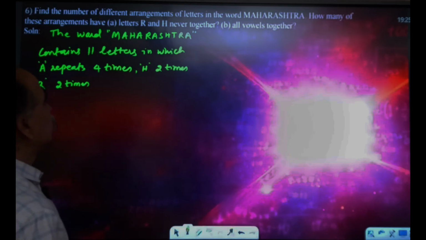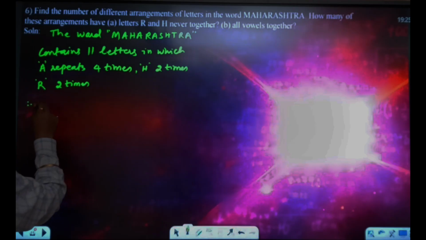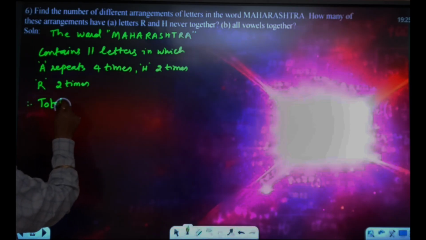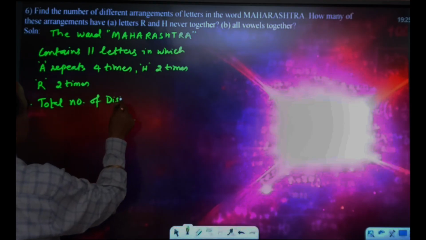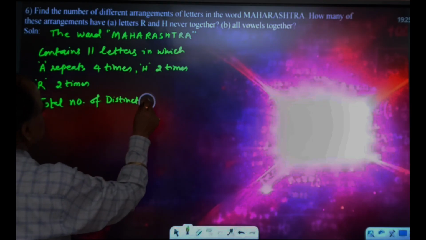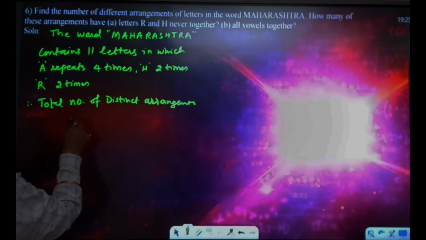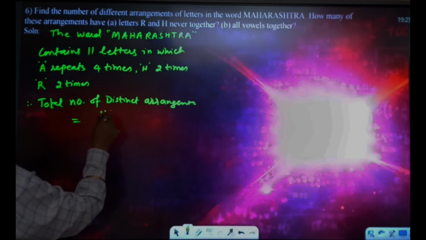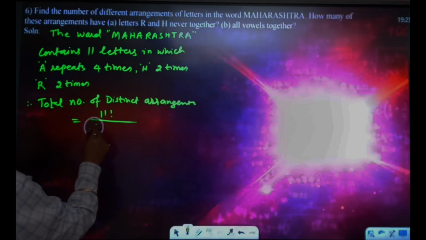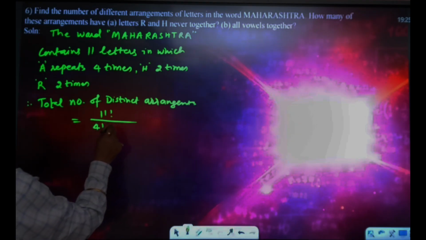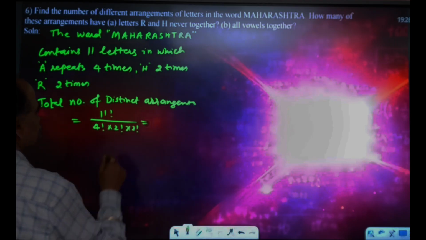Okay. Therefore, the total number of distinct arrangements is equal to 11 factorial divided by 4 factorial into 2 factorial into 2 factorial.